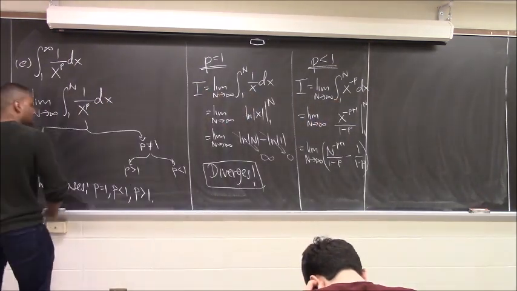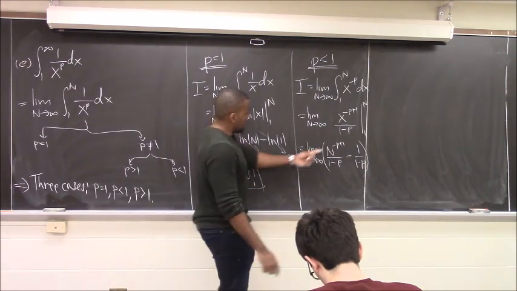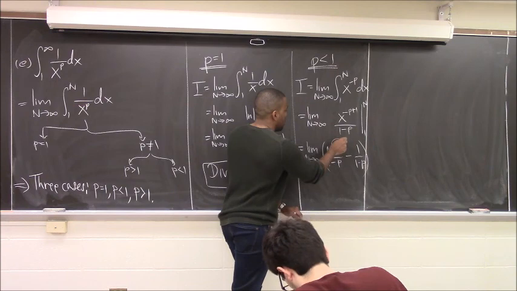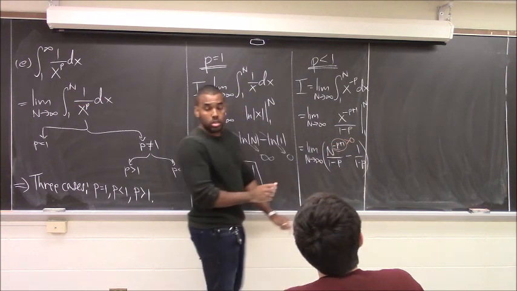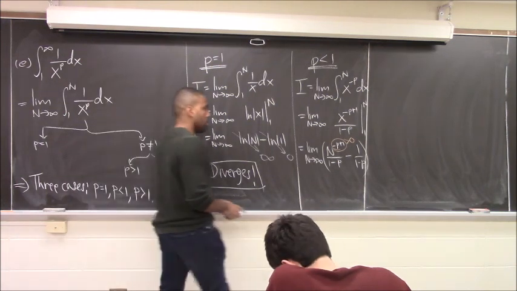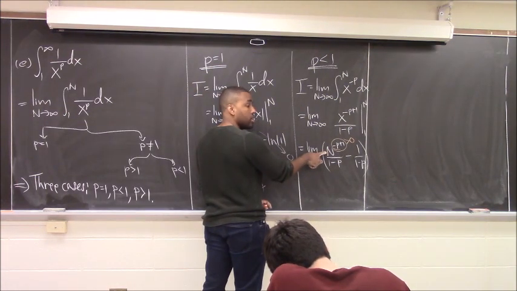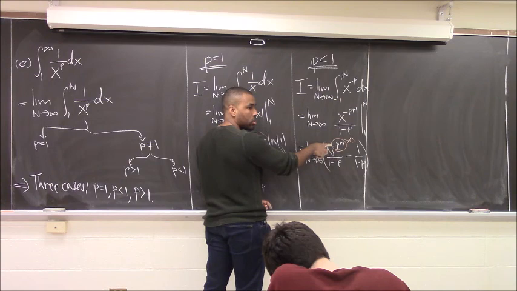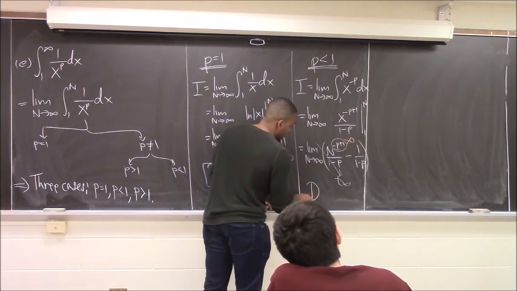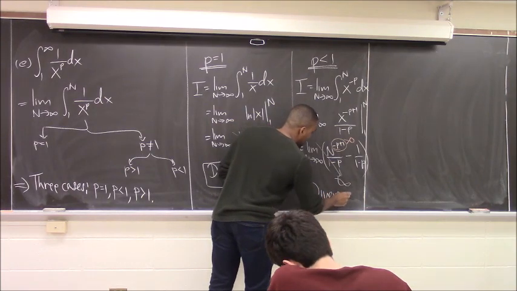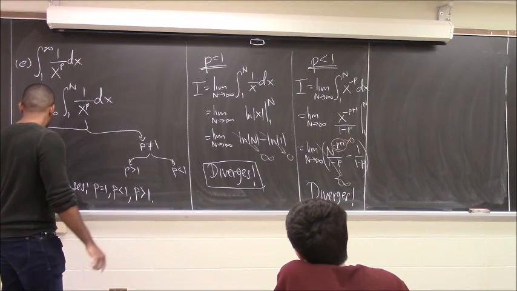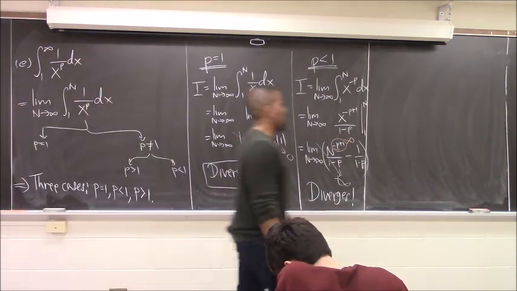Now you consider the fact that if our p is less than 1, this guy here will be positive. So now, if I'm letting that go to infinity, it's infinity to a positive power. That's going to go up to infinity. So this also diverges. So that doesn't work out. Okay, we have one more chance.